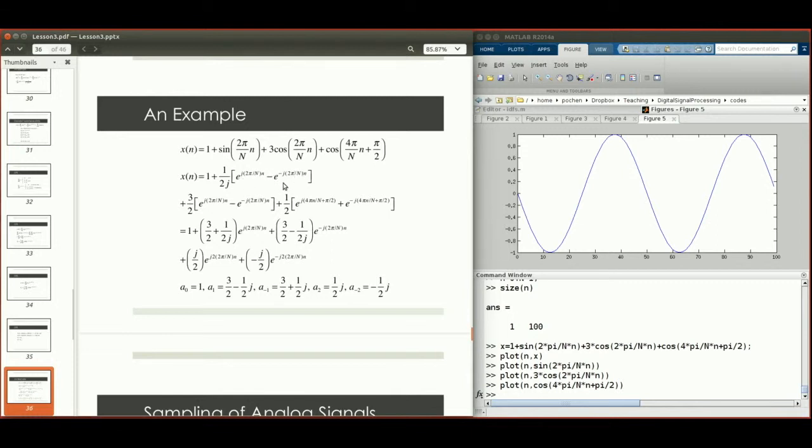And if you subtract these two, the result is actually 2j sine 2 pi divided by big N times n. So you need to divide by 2j here.